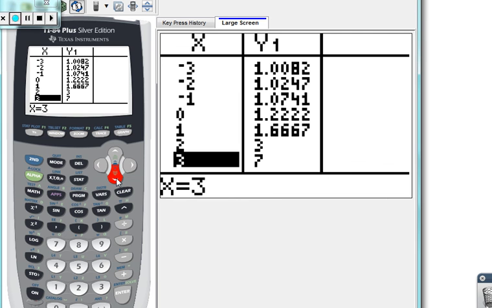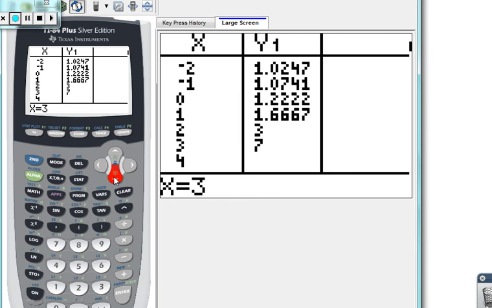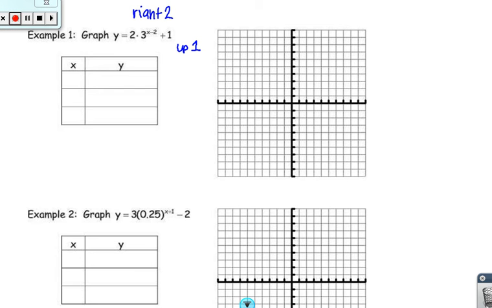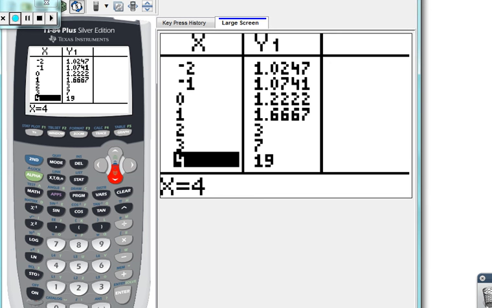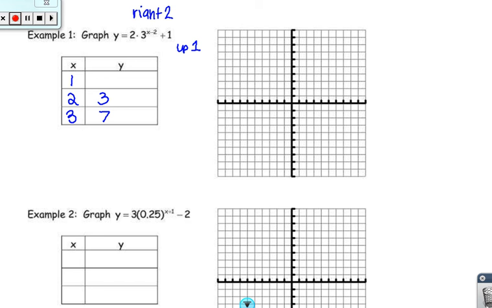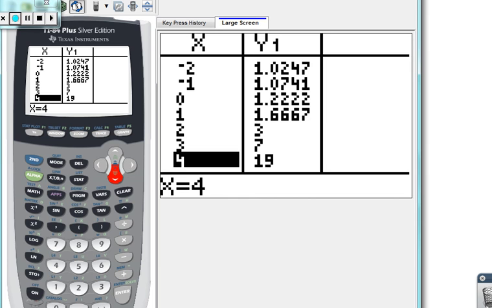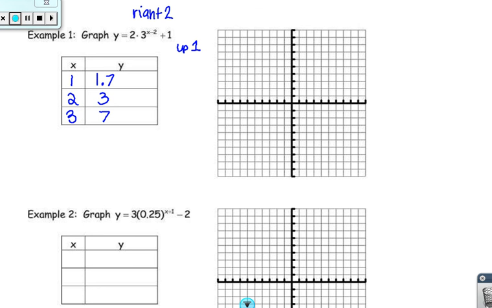So what can I plot? Look for values in your tables that you can graph. I can graph 3 and 7. I can graph 2 and 3. So I have 3 and 7, 2 and 3, 1, 1.7, if I round that correctly. You could say 0, 1.2, and go from there. So 0, 1.2. 1, 1.7. 2 and 3, 3, 4, 5, 6, 7.